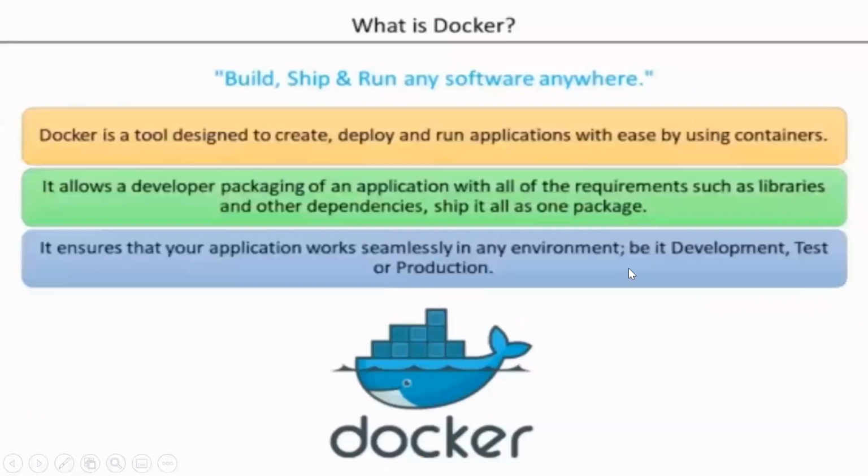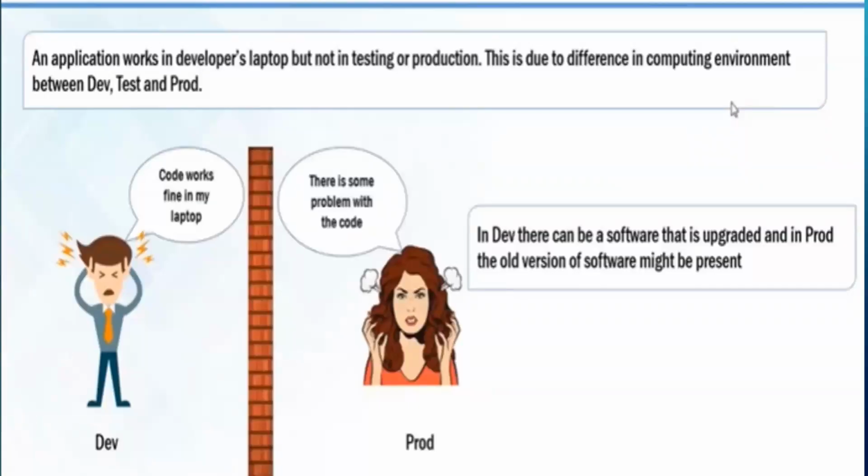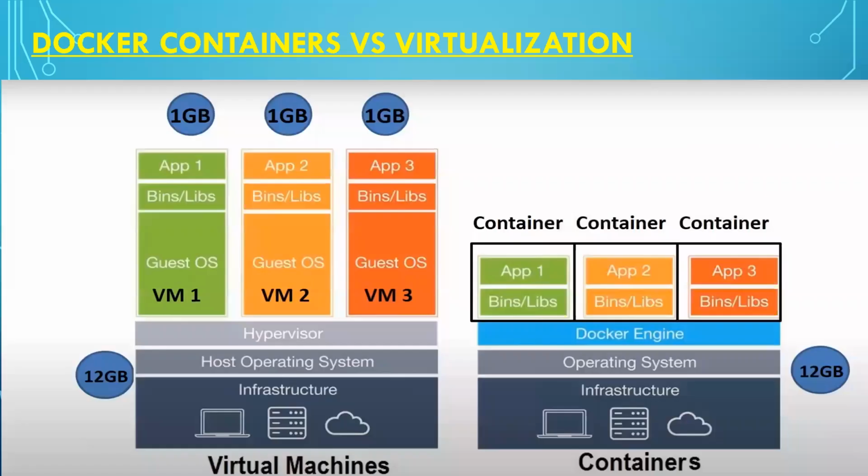But when I talk about a Docker machine, I am trying to build, ship, and run any software anywhere. Now, I'm trying to sort out these environmental dependencies, so that if code is working on one machine, it should work on the other machine also. This is what I was just now talking about. When we talk about a virtual machine, it will have its own operating system. So this is one virtual machine, this guy.